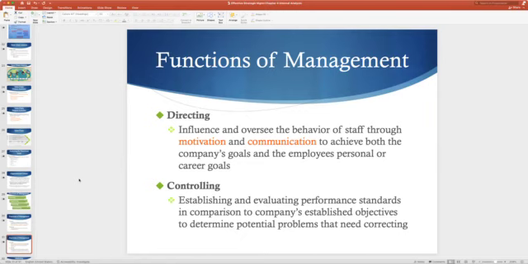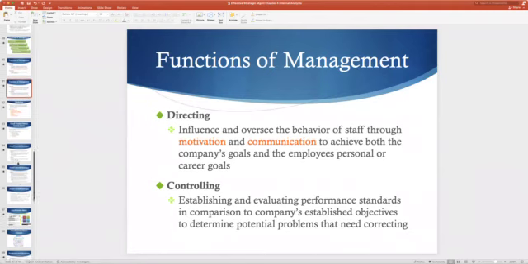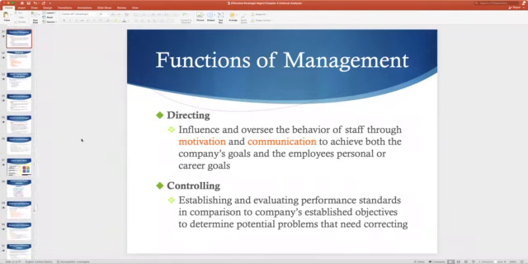And then finally, controlling, establishing and evaluating the performance standards, comparing those performance standards with the objectives and determining whether or not we're on track to meet them, or do we have any potential problems that need to be addressed. 4 functions of management. So we would go through then, and of all those managers in that firm, we want to analyze them and make sure that they know what it is that they're doing.